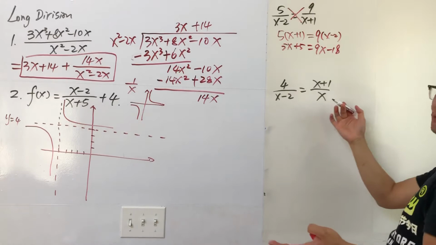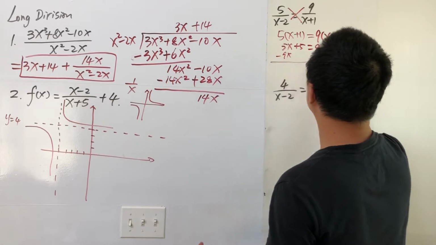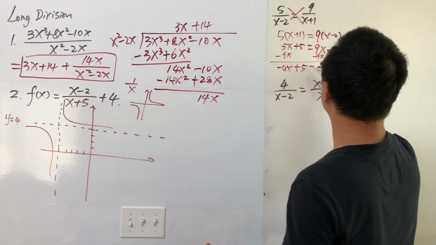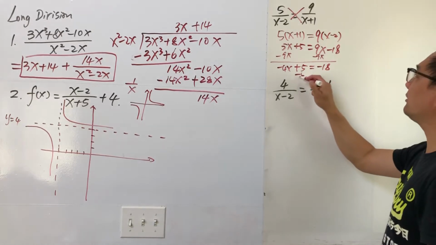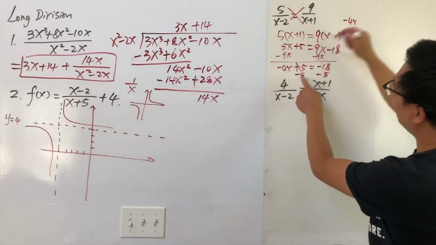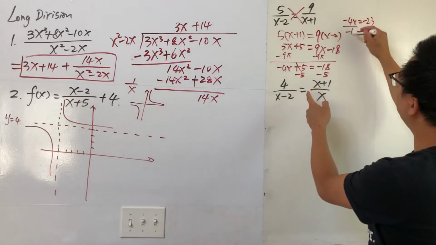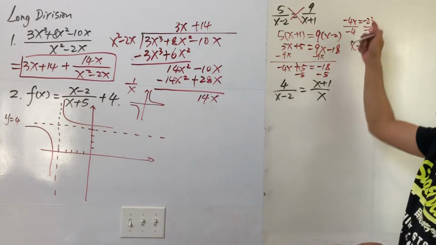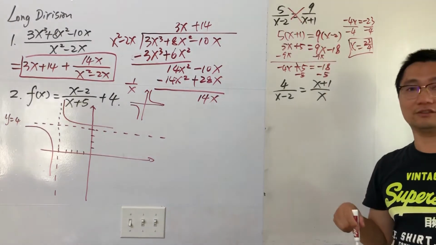And then you have to do what? You minus 9x both sides. You get negative 4x plus 5 equals negative 18. And then you minus 5 both sides. You get negative 4x equals negative 23. Next step, you divide by negative 4. So finally x is positive 23 over 4, because negative changes to positive. That is the answer for this rational equation, okay?